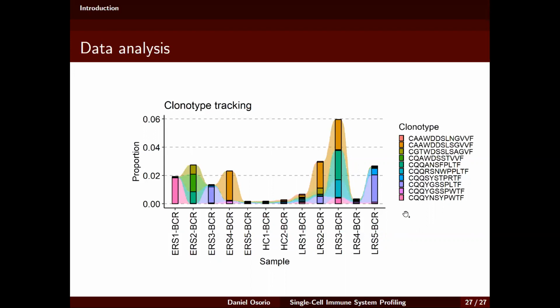You can do the same analysis for the TCR, and they will give you another set of clonotypes, because these are the ones expressed by the B cells and the others are expressed by the T cells. And this is all the analysis that you can do using the information provided by the characterization of the BCR and TCR repertoire at single cell resolution.